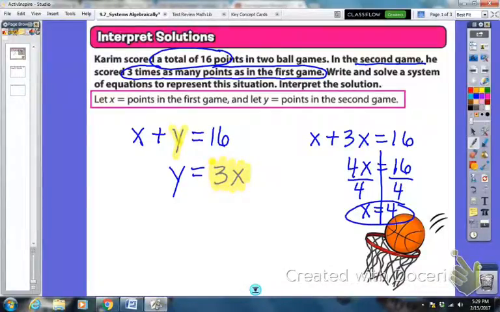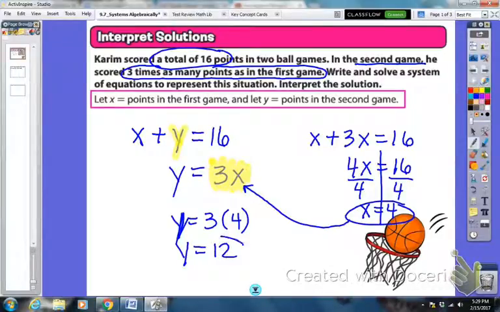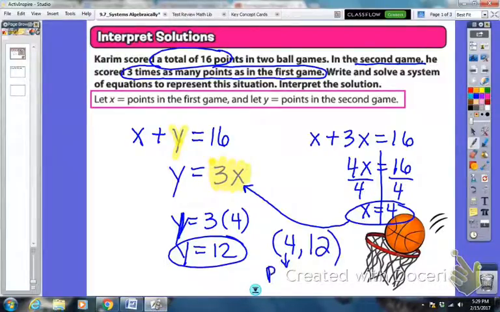So that represents the points in the first game. Now we can substitute this back in for X to find how many points he scored in game 2. So that is Y equals 3 times 4, and Y has to be 12. So as an ordered pair, the solution is 4, 12. And this is the points in game 1, first game. This is the points in game 2.